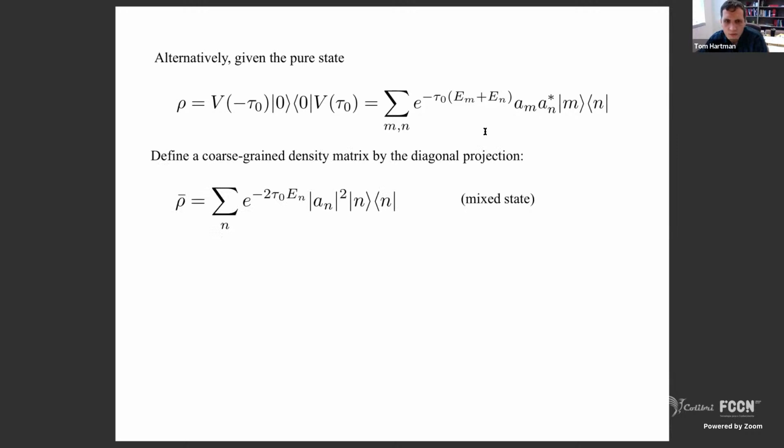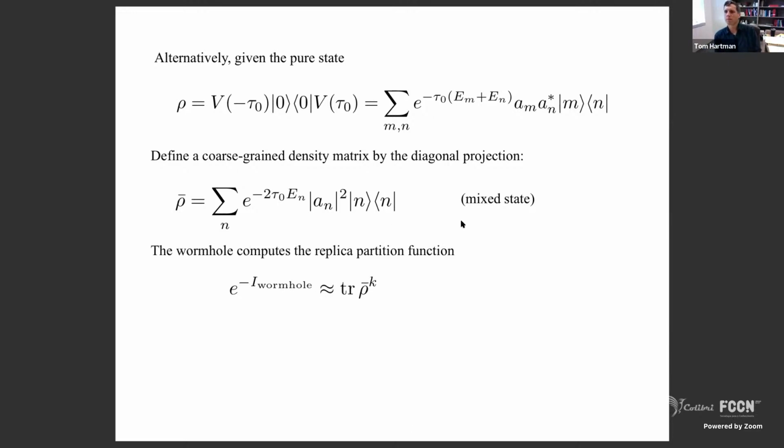Now we define a coarse-grained state, a coarse-grained density matrix, by taking the diagonal projection in the energy eigenbasis. So we just keep the diagonal elements of this density matrix. This gives us a mixed state. This is some procedure you can do to any density matrix. We started with a pure state black hole, we took the diagonal projection, and now have a mixed state.